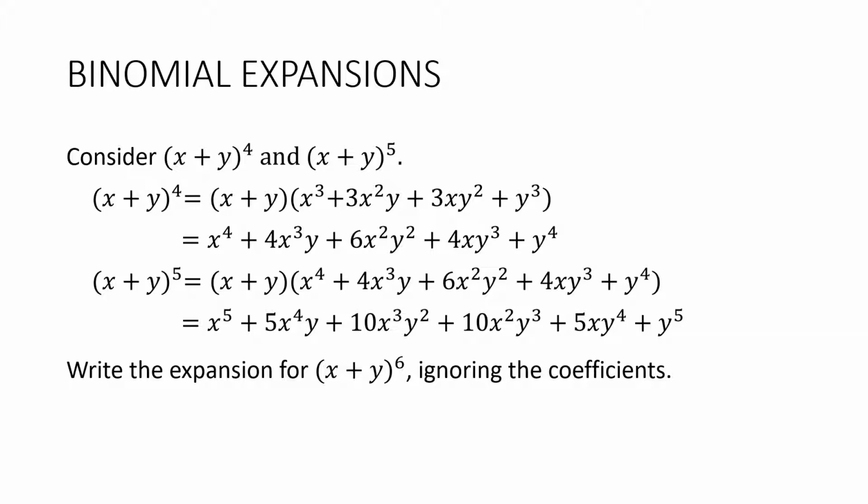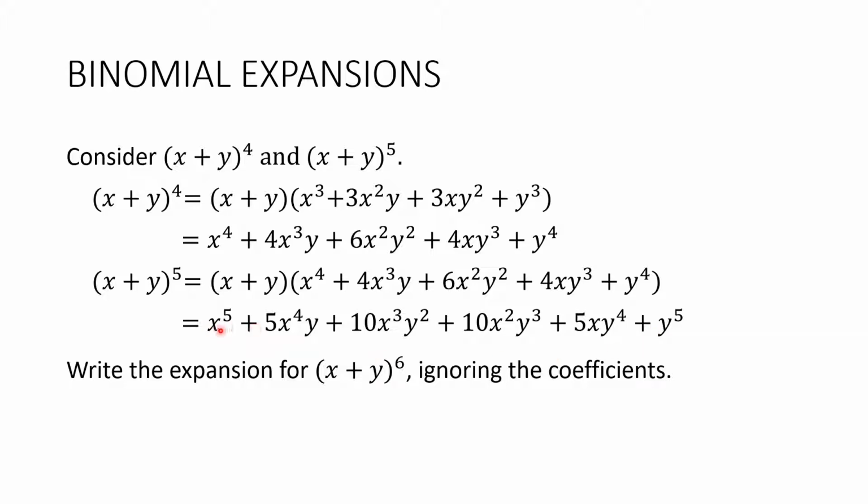So let's have a look at this question. Write the expansion for x plus y to the power of 6. We're going to ignore these coefficients for the moment. Okay, so let's have a look at this pattern here. I start off with an x to the power of 5, so it's obvious where that's come from, plus, and then I've got x to the power of 4, y to the power of 1. And then x cubed y squared, x squared y cubed, x, y to the power of 4, and y to the power of 5.